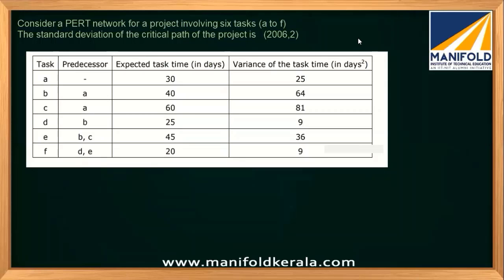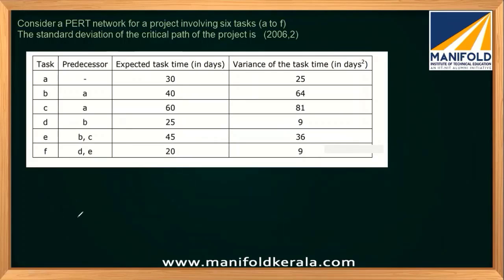This question was asked in 2006 GATE for 2 marks. We need to find the standard deviation of the critical path. First of all, we need to work out the network, then you get the critical path, then you get the standard deviation for that critical path. So let's draw the network first.